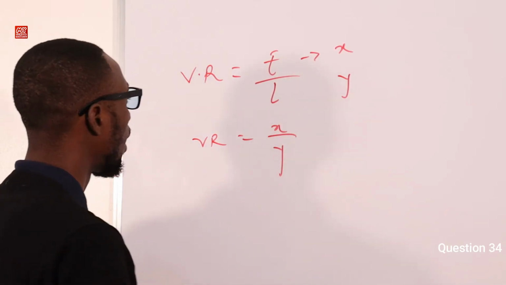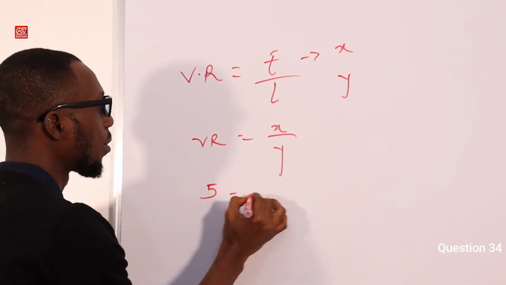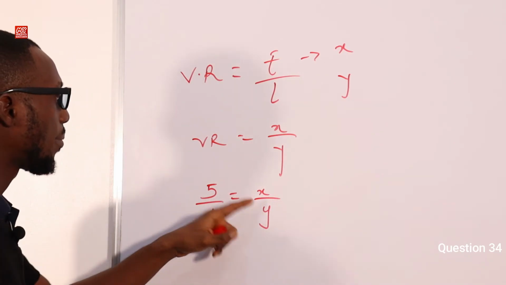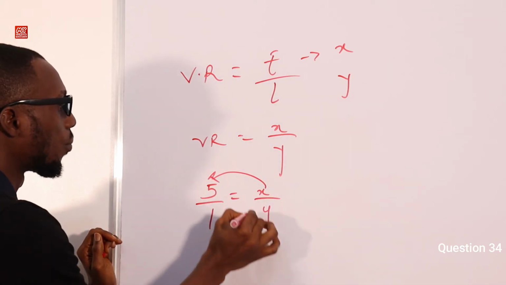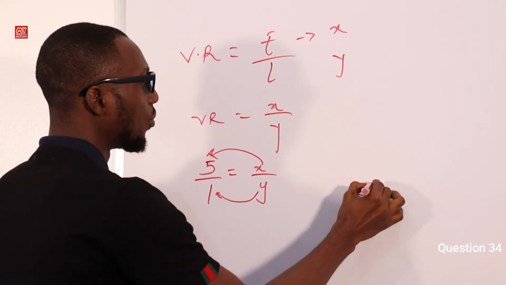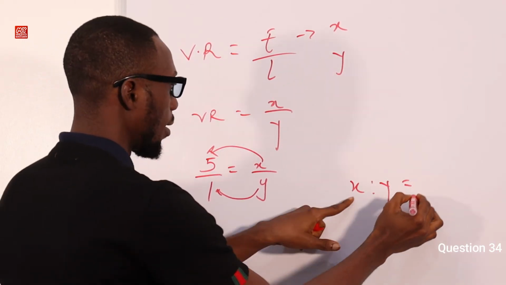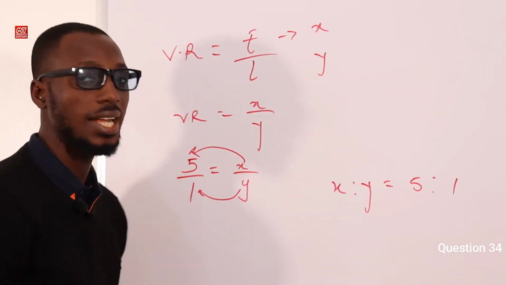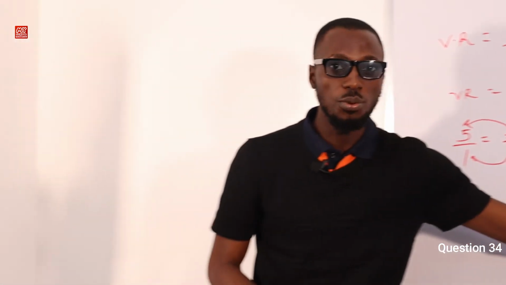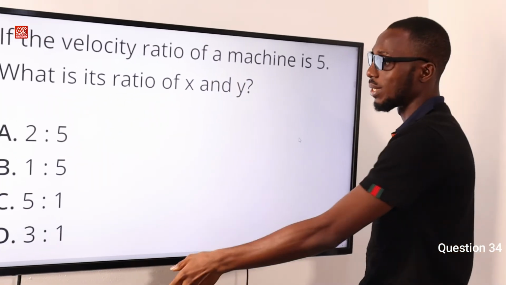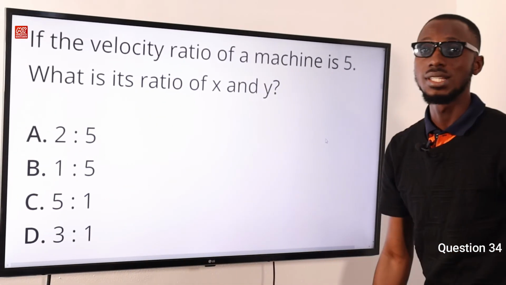And we are given our VR as 5 equals x over y. So this is 5 over 1. So that means x is 5, y is 1. So x ratio y will be 5 ratio 1. So let's go back to the screen to select the correct option. What is x ratio y? So that is 5 ratio 1. So option C is the correct option.